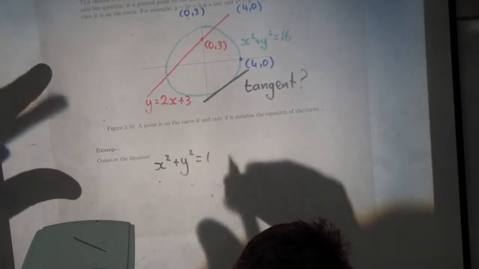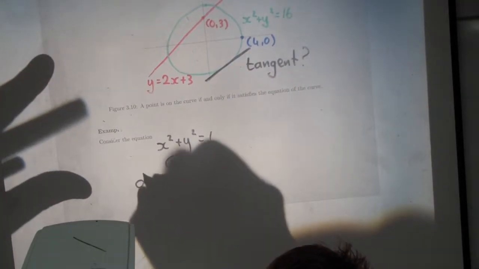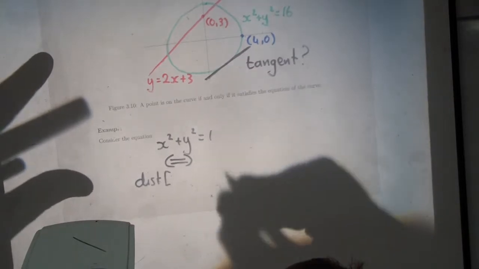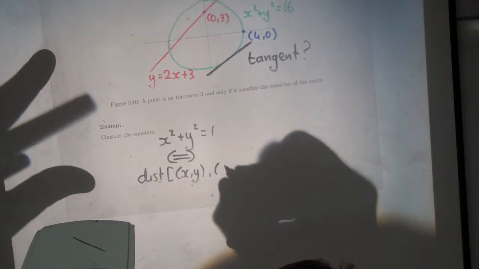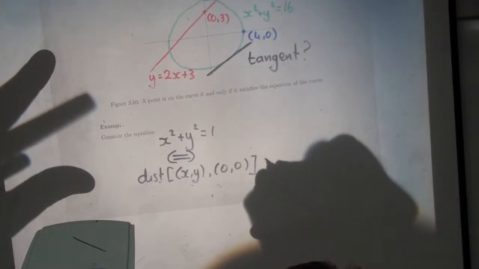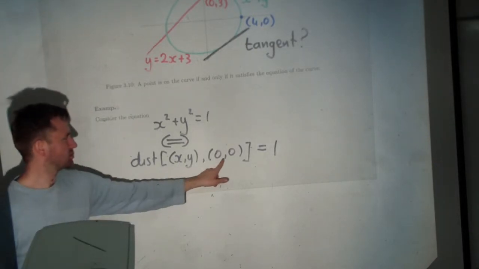We have shown that this is the same as saying that the distance from, say, a point (x, y) to (0, 0) is equal to 1. But what is this curve?